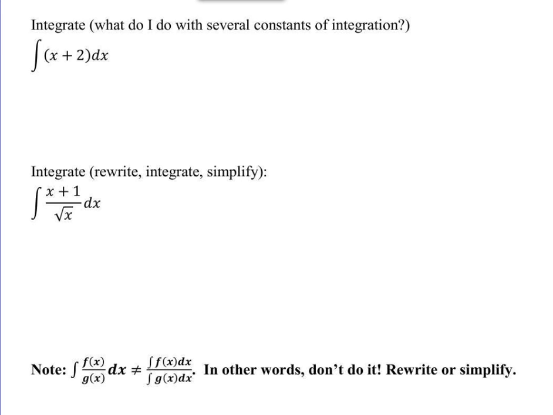Okay, what do I do when I have several things to integrate? This is using that second property that I showed you, not the power rule, not the first one where you pull the constant out, but the second one where you can integrate separate terms. So what I'm going to do is split this up very formally and rewrite this as the integral of x dx plus the integral of 2 dx.